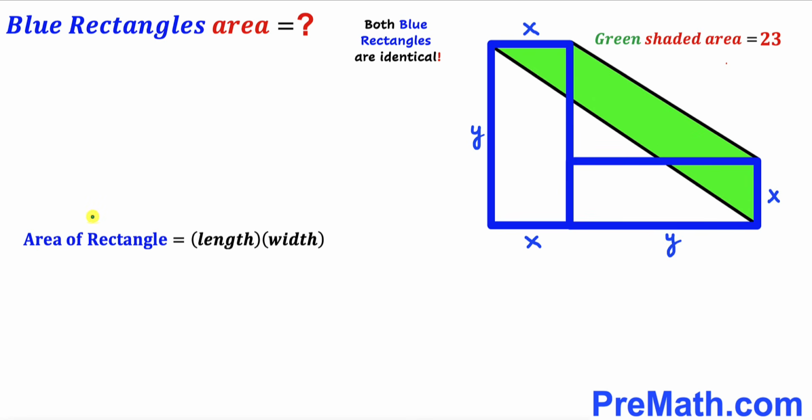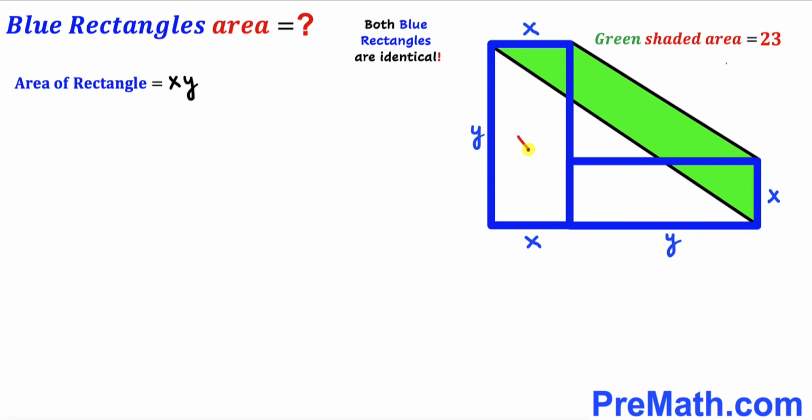Now let's recall the area of a rectangle formula. Area is always equal to length times the width of the rectangle. Here are our dimensions for this blue rectangle, x and y. Likewise x and y as well. So the area of this blue rectangle is simply x times y. Likewise, the area of this blue rectangle is going to be x times y as well.